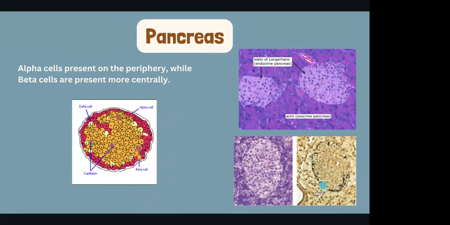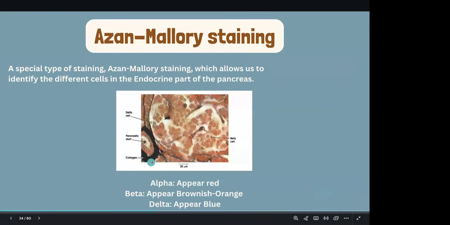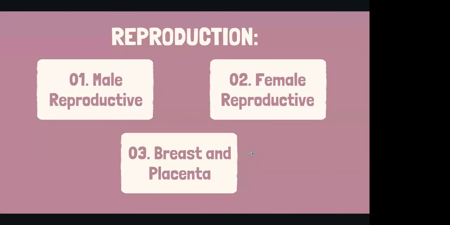The delta cells, no picture shows them very well, but this type of staining will show them very well. It's called the Azan-Mallory staining. It's a special type of staining that allows us to see the endocrine pancreas more clearly. So you could see that the alpha cells appear more red, the beta cells appear more brownish, and the delta cells appear blue. So yeah, now we're done with the endocrine portion. I really hope that made sense and everything was clear. Please let me know if you have any questions for that part.